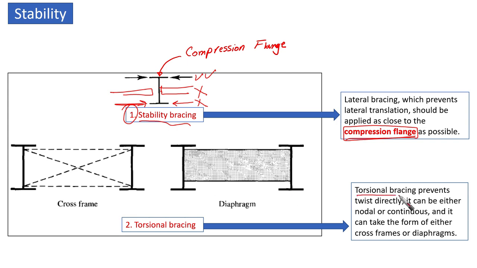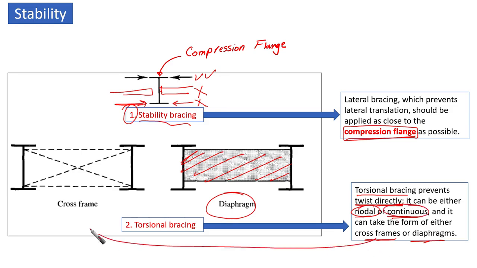And for the case of torsional bracing, it prevents twist directly. As you can see, this is very effective in preventing twisting, right? It can be either nodal or continuous, and it can take the form of either cross frames or diaphragms. It means that we have two types here, nodal or continuous, and cross frame something like this, or diaphragm something like this. Okay, that is something nodal, that is, we can control along the cross section itself.